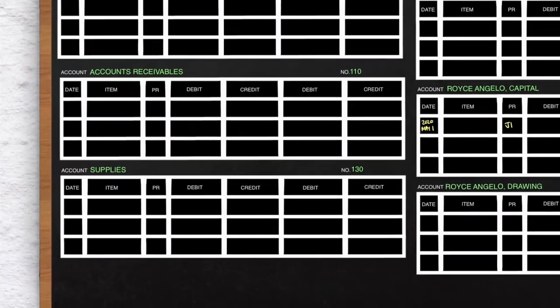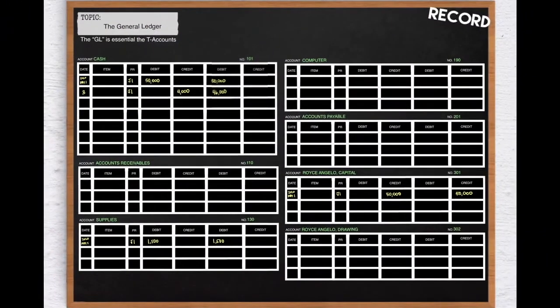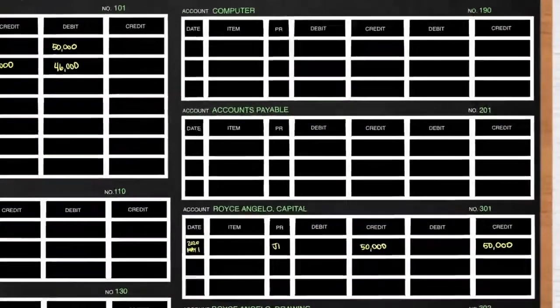Supplies, it's on May 5th. And on the first row, you have to put the year and the month. So May 5th, it's 2020. Keep the item column blank. The post reference is the journal page. In this case, it's J1. J stands for journal. It's a debit of $1,500. And we're going to transfer that balance to the running balance of $1,500 debit.